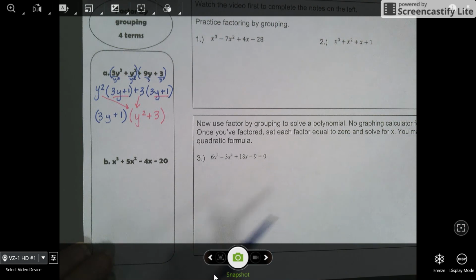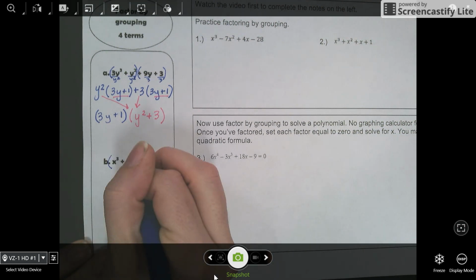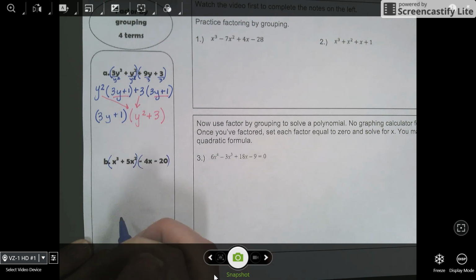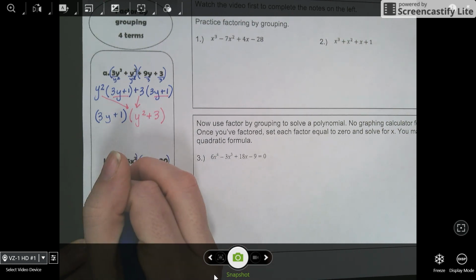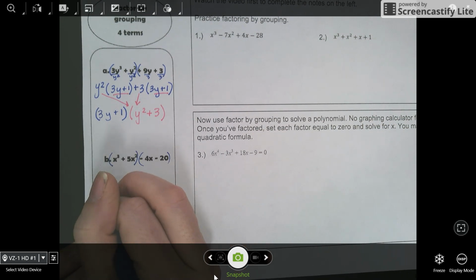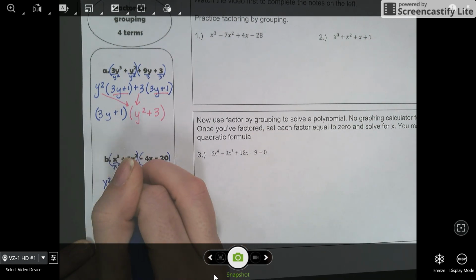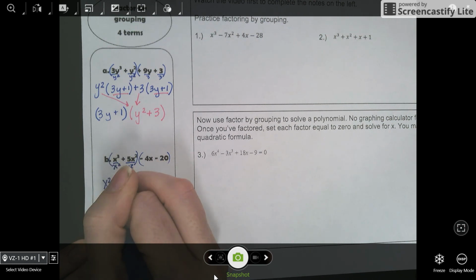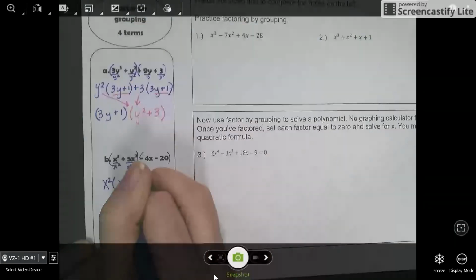All right, let's look at another one. Sometimes the ones with different signs are a little bit more difficult, so just be careful. Again, I'm going to look at these together and these together. My greatest common factor here is x squared. So I'm going to divide both of those by x squared. I'm left with x plus 5.